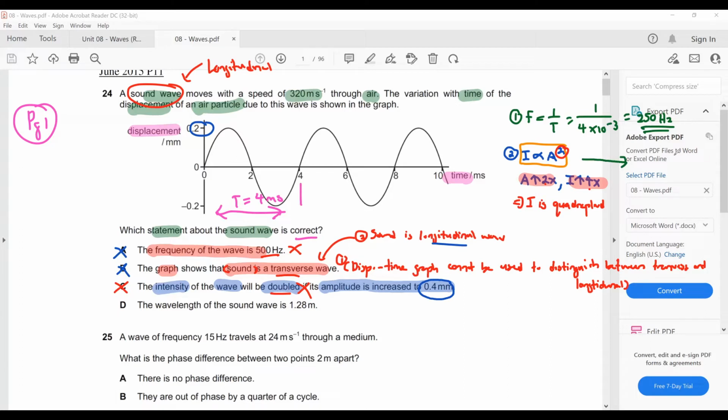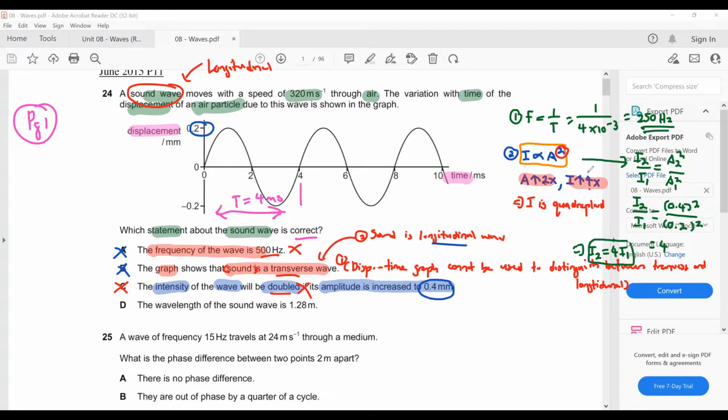If I know the intensity is proportional to amplitude square, I can say that I2 to I1 is equals to A2 square to A1 square. So now I2 over I1 is equals to 0.4 square over 0.2 square, you're still going to get 4. So at the end of the day, you're still going to get the same conclusion. I2 is 4 times of I1.